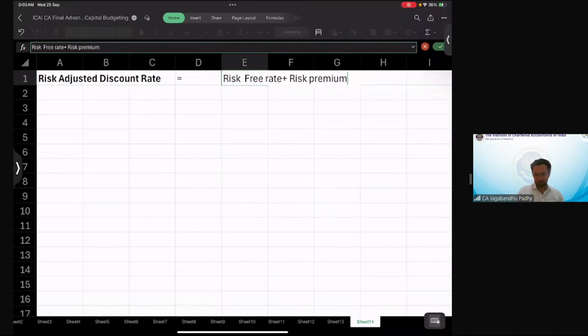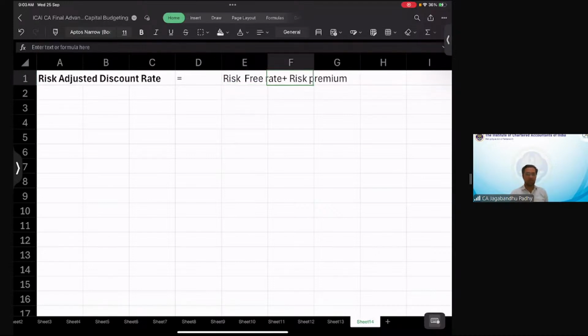Now, one question to you. Out of these components of your risk-adjusted discount rate, the risk-free rate and the risk premium, which one is going to be the same or common for all projects? The risk-free rate or the risk premium? Risk-free rate, right? Can I say the risk premium is project specific? Risk premium is project specific. So depending on the risk of the project, we add the risk premium.